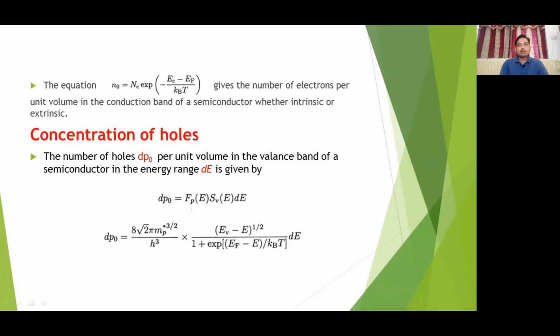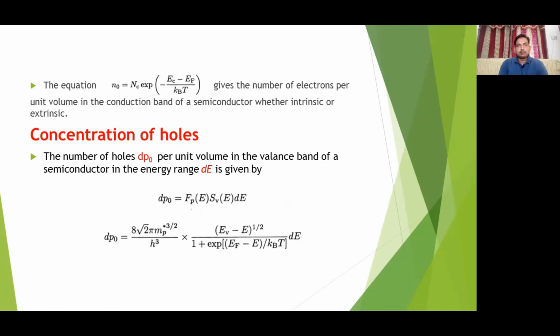So this equation gives you the number of electrons per unit volume in the conduction band of the semiconductor, which is also called the concentration of electrons. This is true for both intrinsic and extrinsic semiconductors, because the only clear difference between intrinsic and extrinsic semiconductors is the change in their Fermi level. So the formula can be effectively implemented for both intrinsic as well as extrinsic semiconductors.